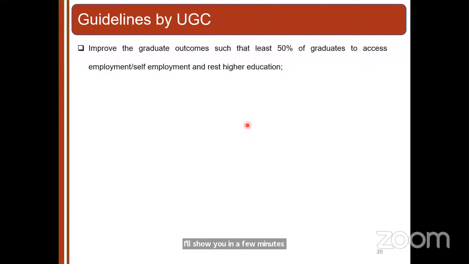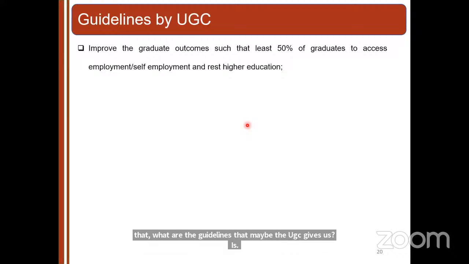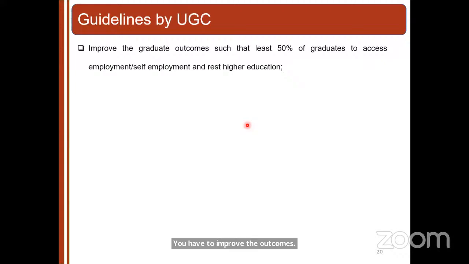But before that, what are the guidelines that maybe the UGC gives us is you have to improve the outcomes in such a way that at least 50% of graduates are employed actually. And the rest are in higher education. So look at here, 50% must be there for employability. So how sure are you? So tomorrow when a batch is being passed out, prepare and ensure that at least 50% of your graduates are employed and the rest are in higher education. Once that is done, yes, you have satisfied the stakeholder needs.